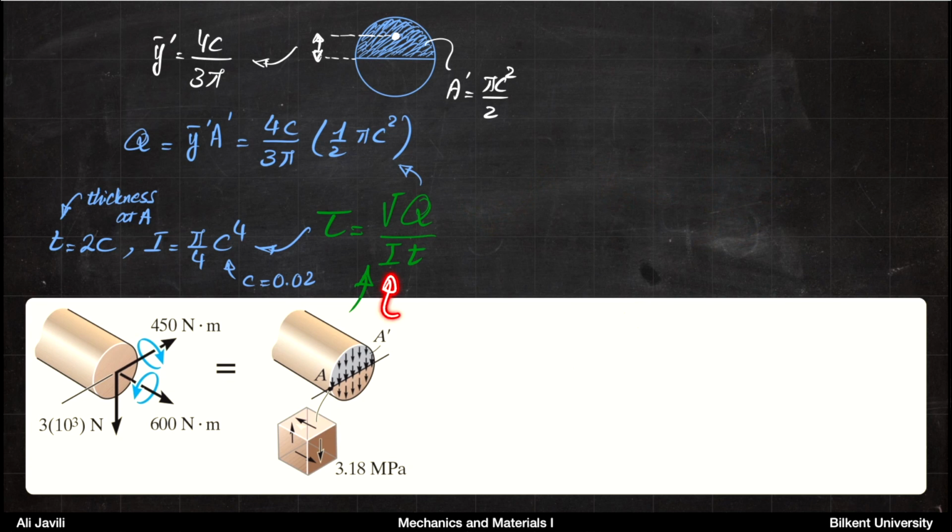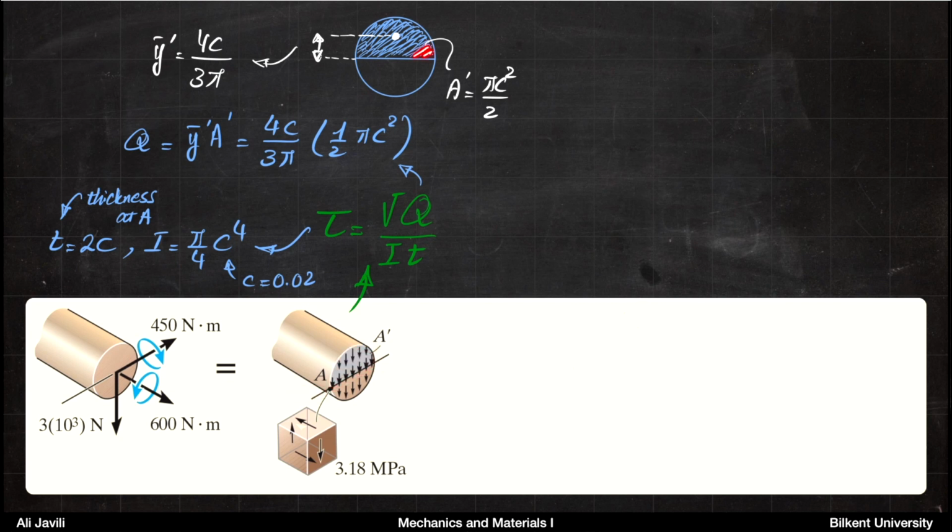I is the moment of inertia for the cross section, so we know that is pi over 4 c to the power 4, and c is the radius, which is 20 millimeters or otherwise 0.02 meters. So we know I. T is the thickness at A, which is 2 times the radius. Q is the moment of inertia of the cross section above the line at which we have point A.